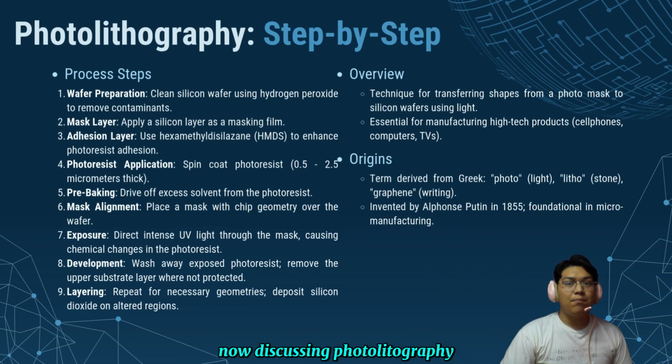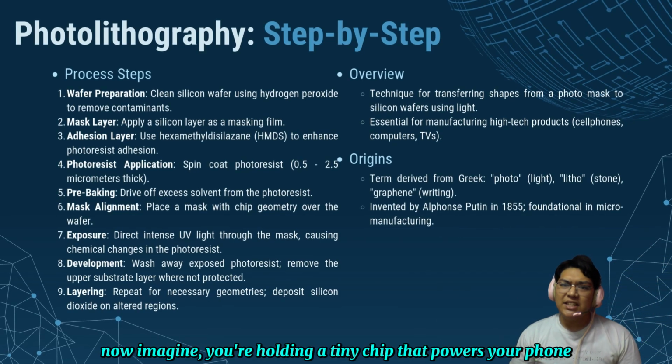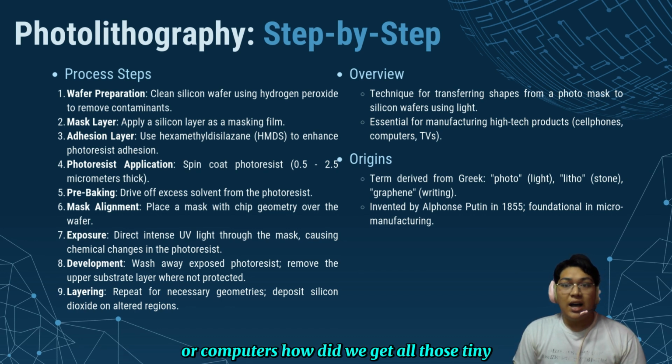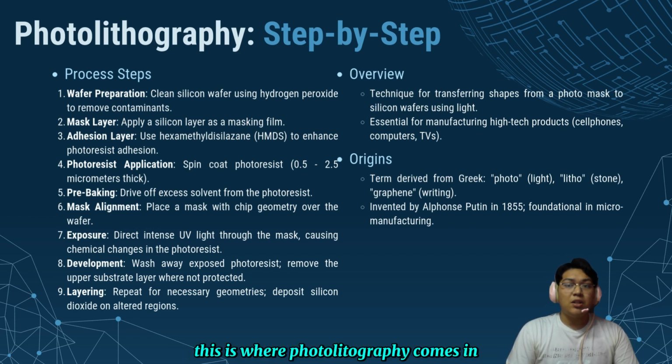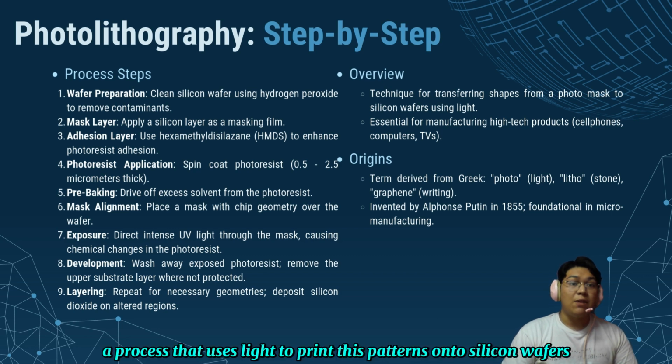Now, discussing photolithography. Imagine you're holding a tiny chip that powers your phone or computer. How did we get all those tiny intricate patterns onto such a small surface? This is where photolithography comes in, a process that uses light to print these patterns onto silicon wafers.